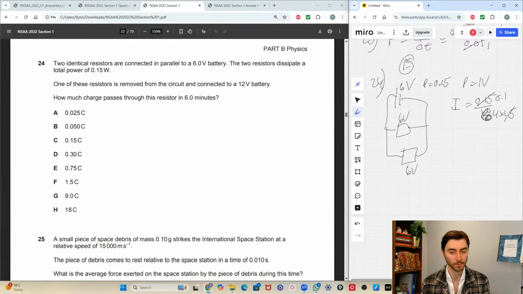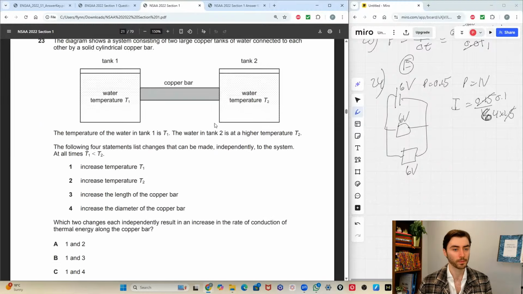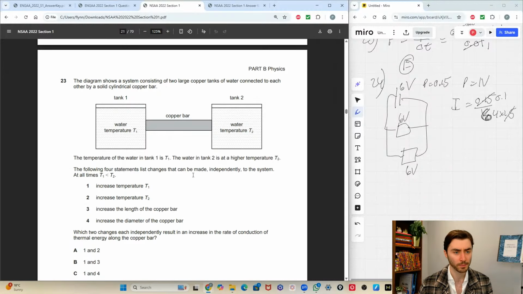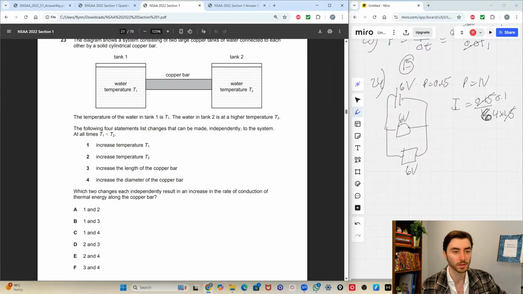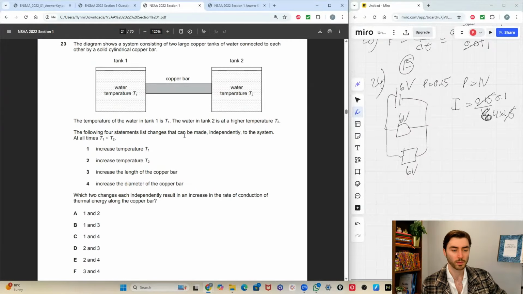I'm getting this wrong. I'm going to come back to it. I'm just not finding the right path. Two large copper tanks of water connected to a solid copper bar. Temperature of the water in tank 1 is T1, tank 2 is T2.